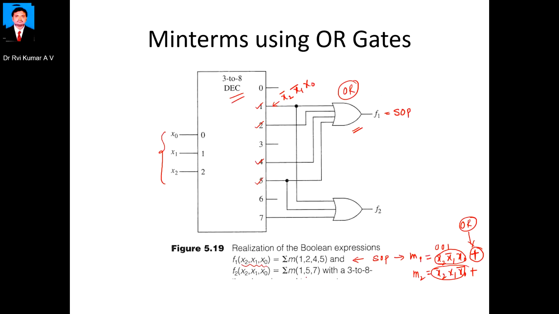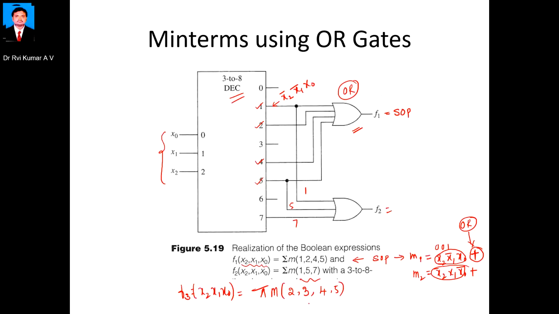Similarly, one more example, 1, 5, 7. So I have taken 1, 5 and 7. As usual, the SOP expression will be implemented by an OR gate. In the same way, for example, I want to implement some function F3 with the inputs x2, x1 and x0, as a product of max-terms, let's say 2, 3, 4 and 5.